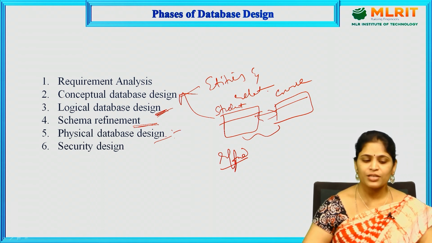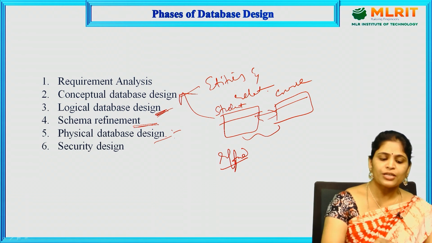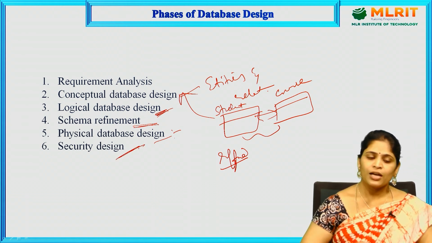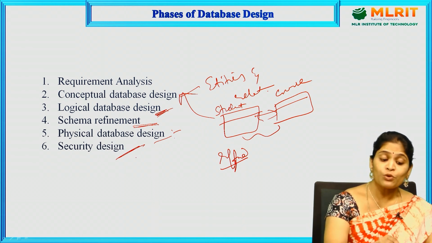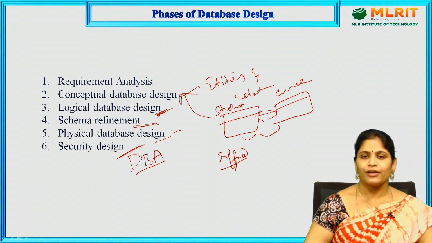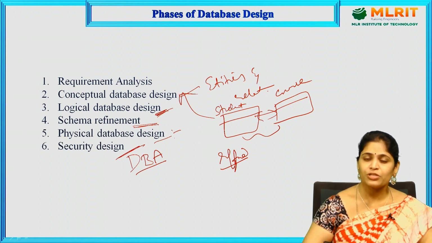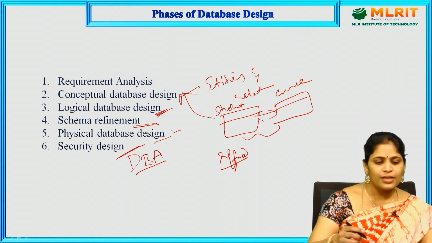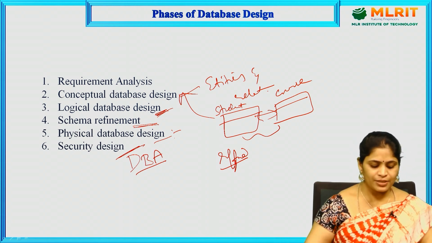And the last one is security design. In this security design, we provide more security, where the whole and sole responsibility is given to a DBA, database administrator, and he takes care of authorized users and unauthorized users, and gives permissions to access the data only to the authorized users. So, these are the 6 phases involved in database design.